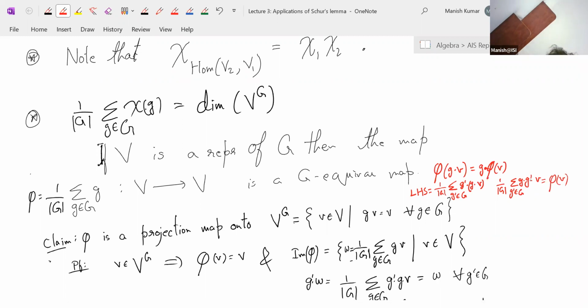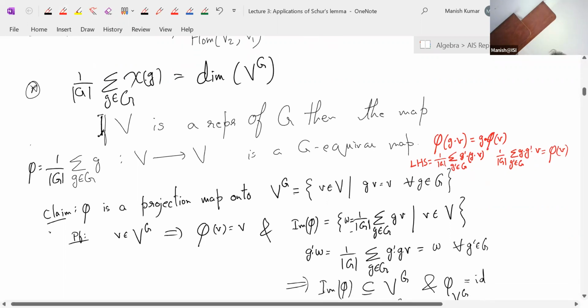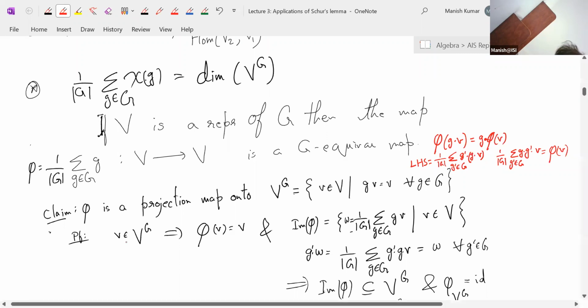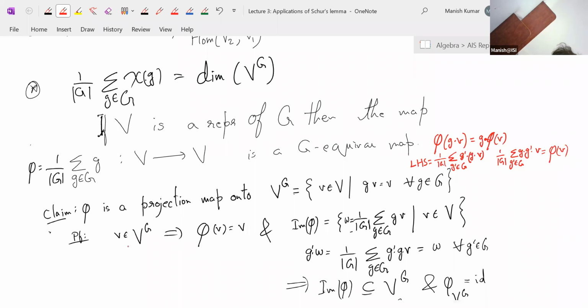And what in fact we will show is that it is a projection map onto V sub G. So why is this a projection map? To show that it's a projection map, what do we have to show? We have to show that if we take a vector which is invariant under all the elements of G, then phi V of V is V. And secondly, we have to show that the image of phi is precisely V sub G, the invariants.